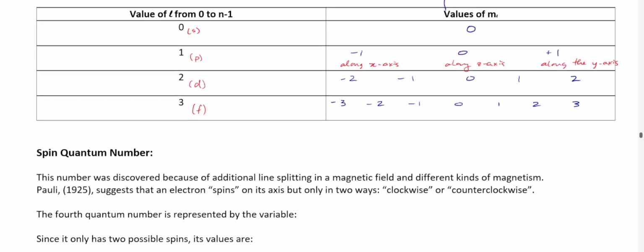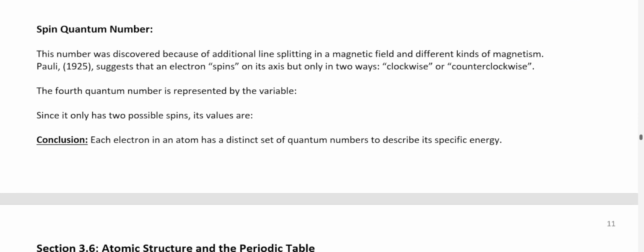The last quantum number that we're going to take a look at is the spin quantum number. And we know that electrons can spin what we call counterclockwise and clockwise. So it essentially spins on an axis. And so the fourth quantum number is represented by the variable m sub s, for magnetic spin. Since it only has two possible spins, the values that are given are +1/2 and -1/2. Okay? Alternatively, this is given in diagrams as an up spin or a down spin. Okay, so clockwise or counterclockwise.